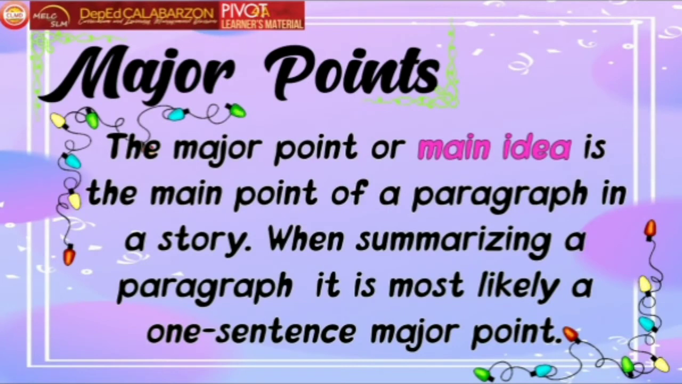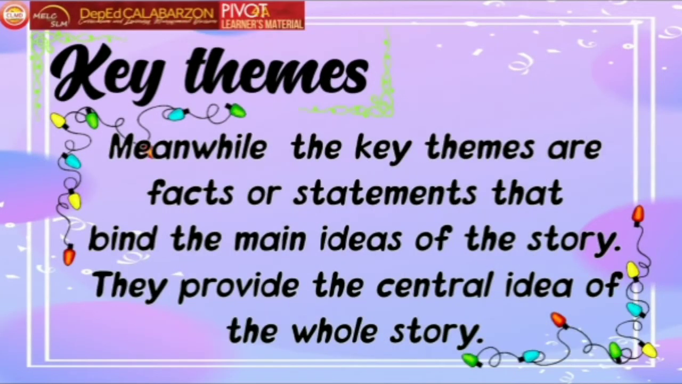The major point or main idea is the main point of a paragraph in a story. When summarizing a paragraph, it is most likely a one-sentence major point. Meanwhile, the key themes are facts or statements that bind the main ideas of the story. They provide the central idea of the whole story. In every story, our goal is to get or understand its major point. In coming up with the key theme, you have to take note of the major or main ideas.